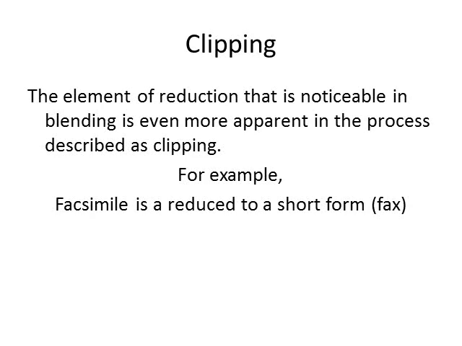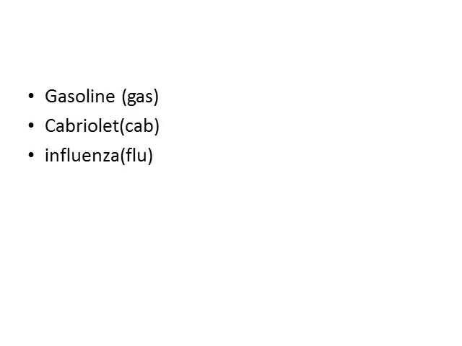So we need to observe what clipping is. The element of reduction that is noticeable in blending is even more apparent in the process described as clipping. How is it? Facsimile is a reduced or short form of fax. It means where we reduce the extra portion of a word and take a short form of that word, it is known as clipping, like gasoline, where we pronounce the word gas, like cab, like influenza and flu.